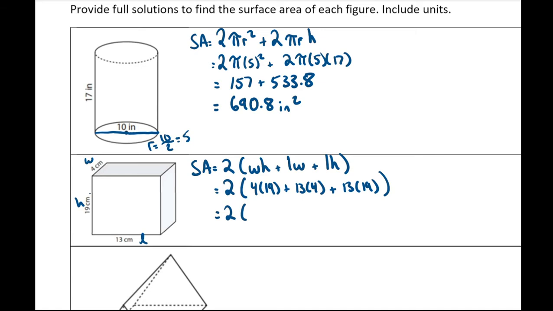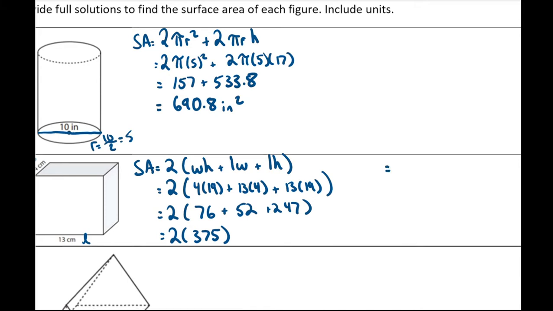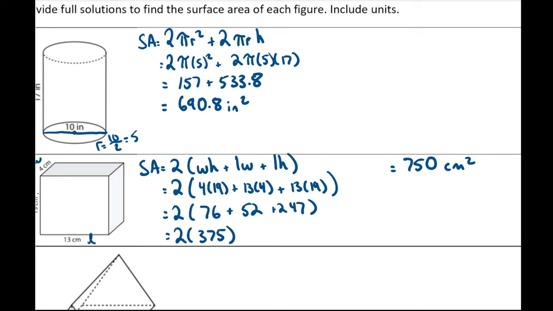I'm going to solve each part first, again, just to avoid making small errors. So 4 times 19 is 76, plus 13 times 4 is 52, plus 13 times 19, 247. I need to add all that up first before I multiply by 2. So 76 plus 52 plus 247 equals 375. So 2 times 375 equals 750 centimeters squared. Because again, it's centimeters, and because it's area or surface area, it's going to be squared.